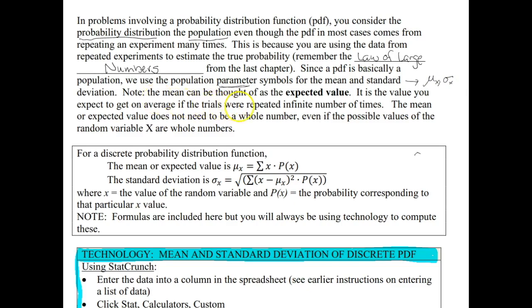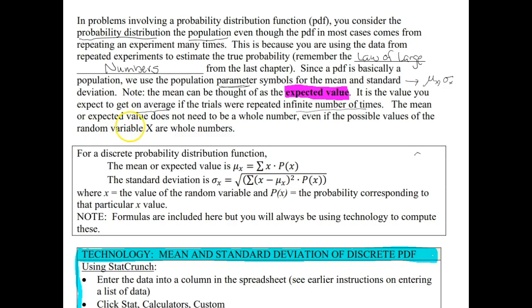Note that the mean can be thought of as something called an expected value. Sometimes in the homework you might be asked to compute an expected value, and really that's just code for computing the mean. This name is a bit of a misnomer because it isn't a value that we ever expect to happen on one occurrence. It's the average value we expect to see over the long run. It's a value you expect to get on average if the trials are repeated an infinite number of times. Obviously we can't repeat any experiment an infinite number of times, but a larger and larger number of times.